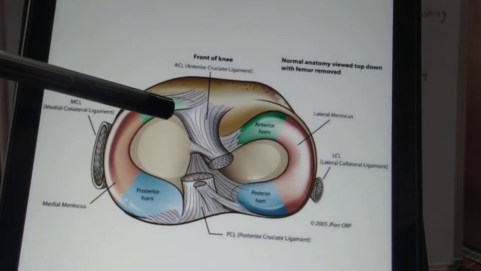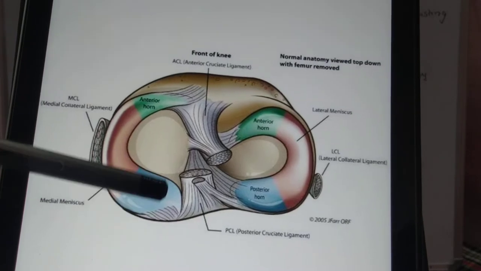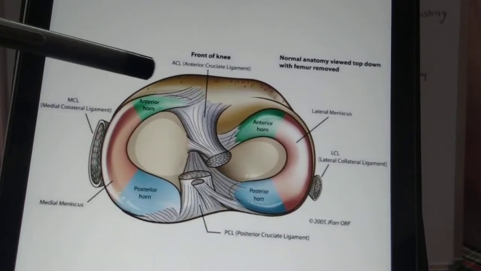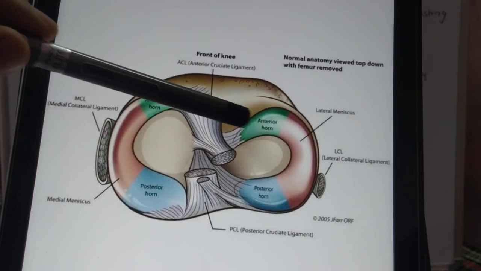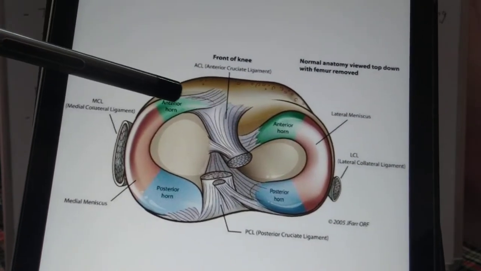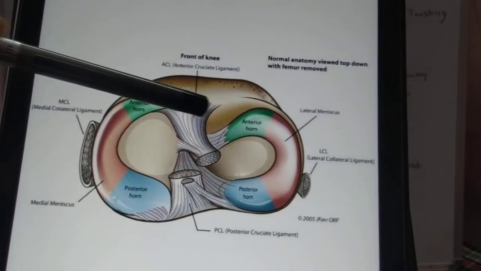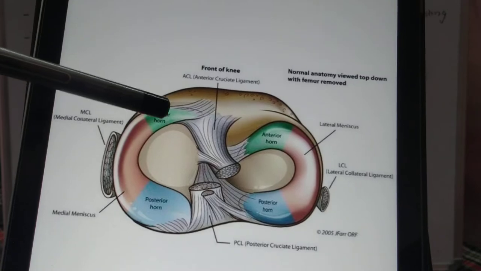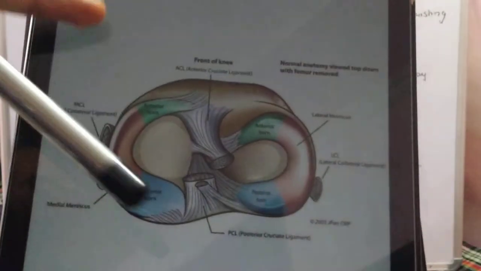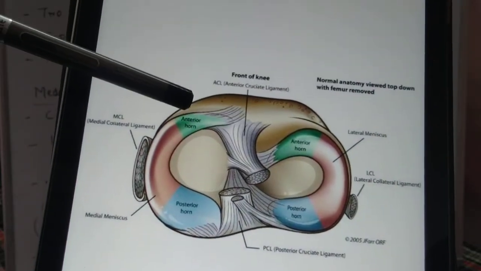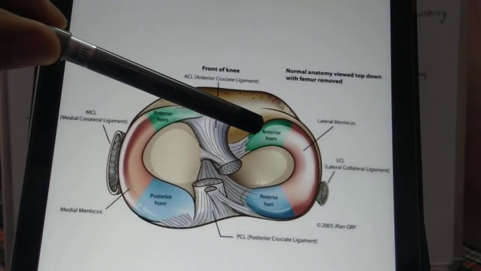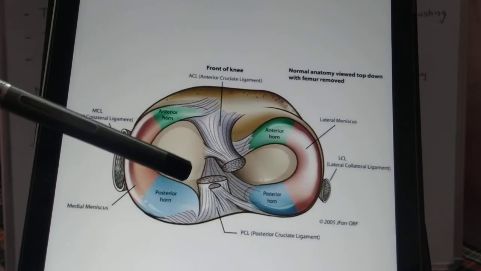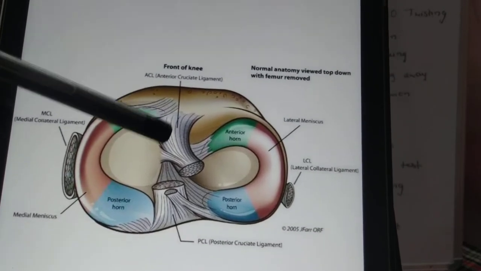Talking about the two ends, we have the anterior horn and the posterior horn. In both cases, the posterior horn is broader and the anterior horns of both are connected with each other by an intermeniscal transverse ligament, which is not shown here in this diagram. Also, these horns are attached to the cruciate ligament.